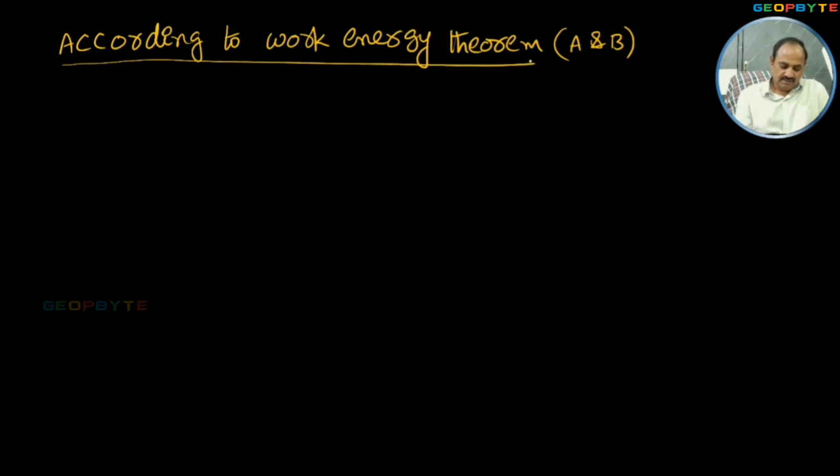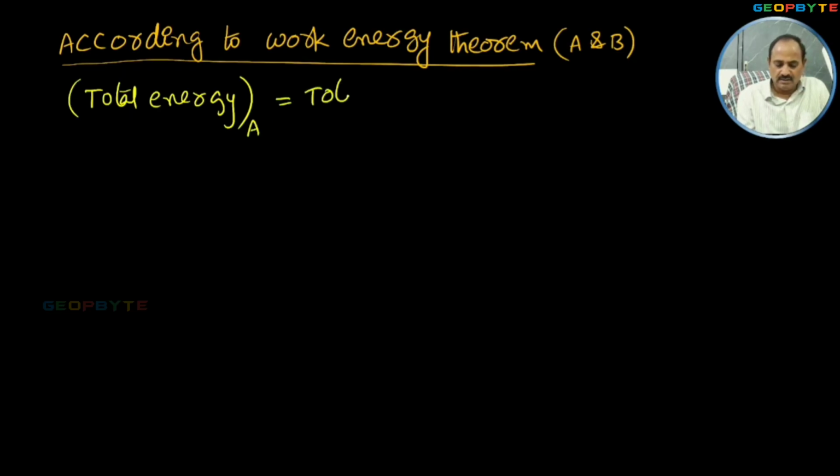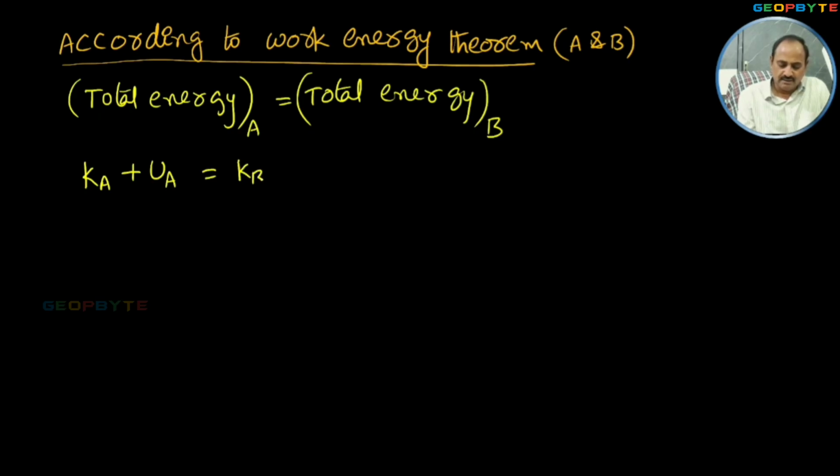Between A and B, the total mechanical energy remains the same. Therefore, the total energy of the particle at A is equal to the total energy of the particle at B. That is the law of conservation of energy. So kinetic energy at A plus potential energy at A is equal to kinetic energy at B plus potential energy at B.